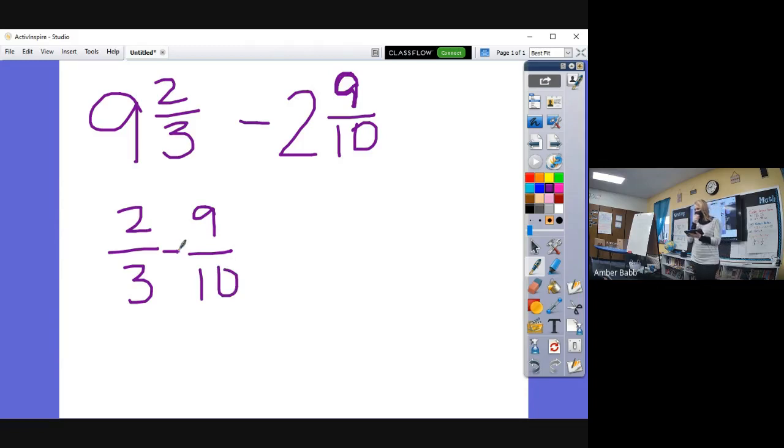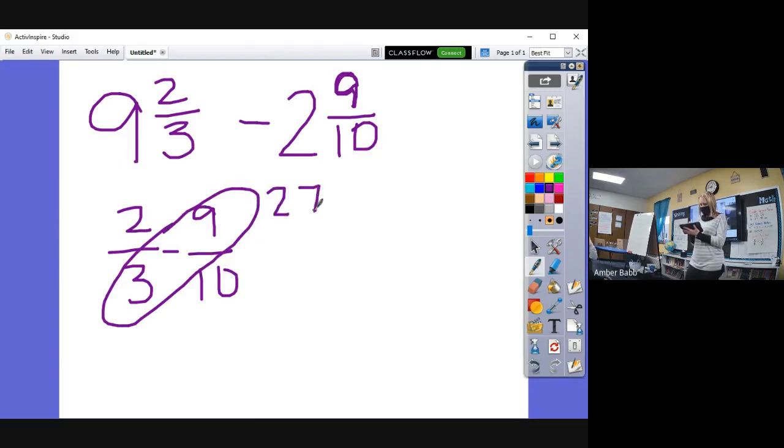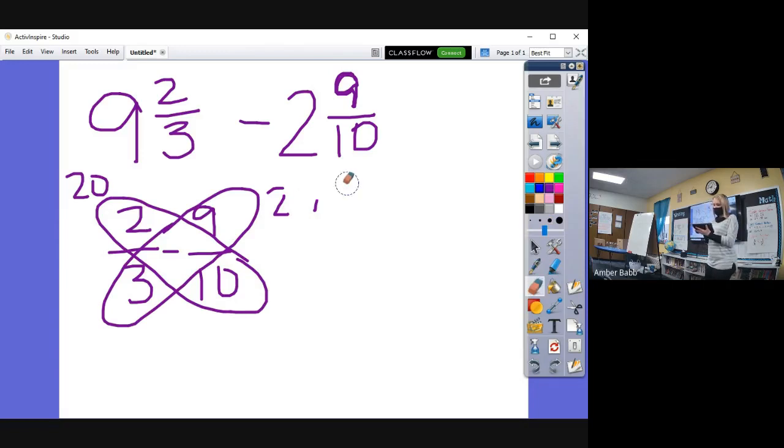Do you want to butterfly this? Okay, so 3 times 9 is going to be 27. And 2 times 10 is 20. You can't do that. So what we have to do, if this happens, because I can't take away 27 from 20. If I've only got 20 of something, I obviously cannot take 27 away.